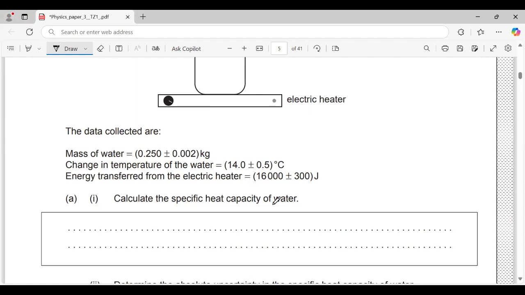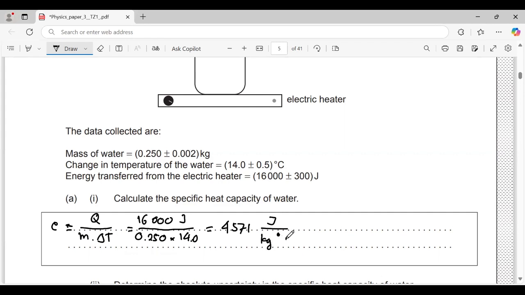So the formula is C, the specific heat capacity, equals Q over M times delta T. Q equals 16,000 joule, over 0.250, the mass of water, multiplied by 14.0 in Celsius. So it's going to be 4,571 joule over kg degree Celsius.